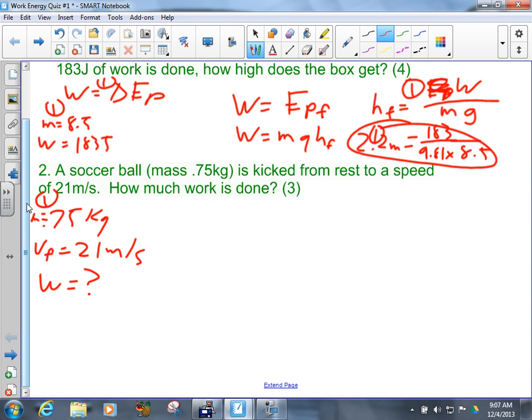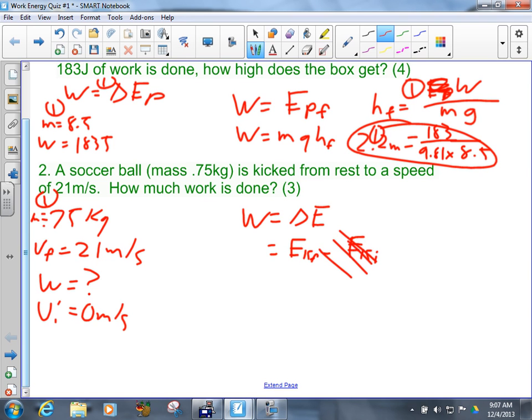What kind of energy is being changed here? Kinetic, because the speed is increasing. Does it have any kinetic energy initially? No, because it says it's kicked from rest. So we could actually write vi as 0 as another given here. So work is a change in energy, which is the final kinetic energy minus the initial kinetic energy, which was 0. So we can just eliminate that part.